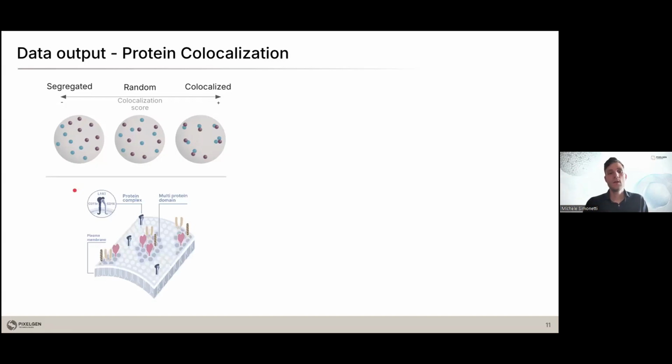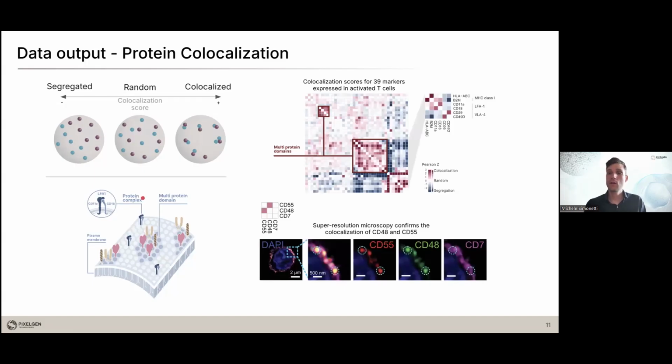Now, this is very straightforward, of course. Since it's a pairwise measurement, you start identifying protein complexes. But since, as I said before, you're not just comparing one protein to one protein, you are comparing 155 proteins to 155 proteins, you're able to generate colocalization heat maps. What you see here is a selection of 39 markers. And in this case, we are looking at activated T cells.